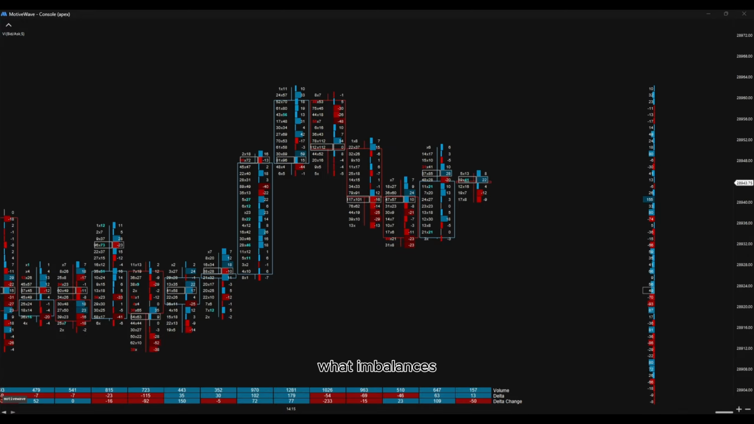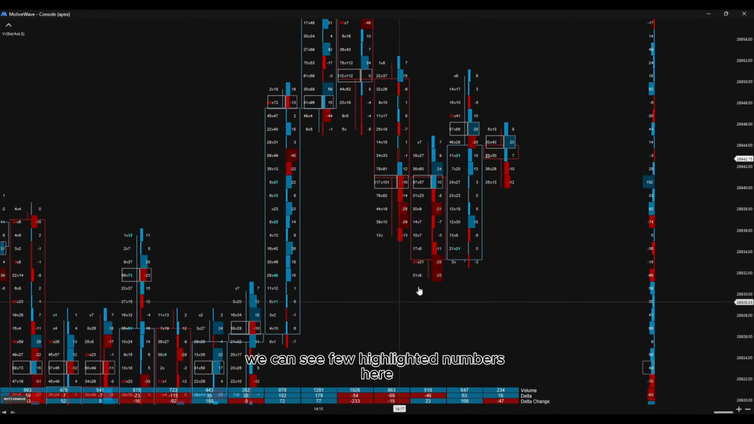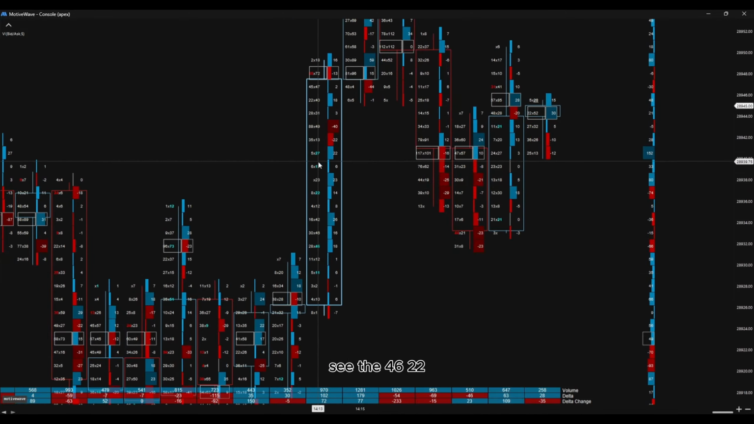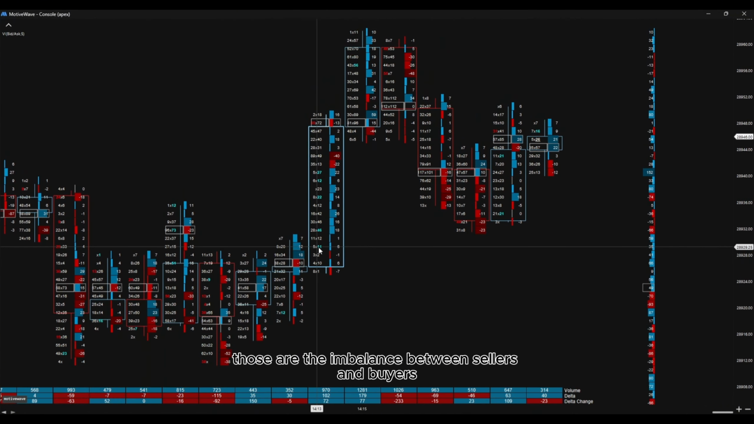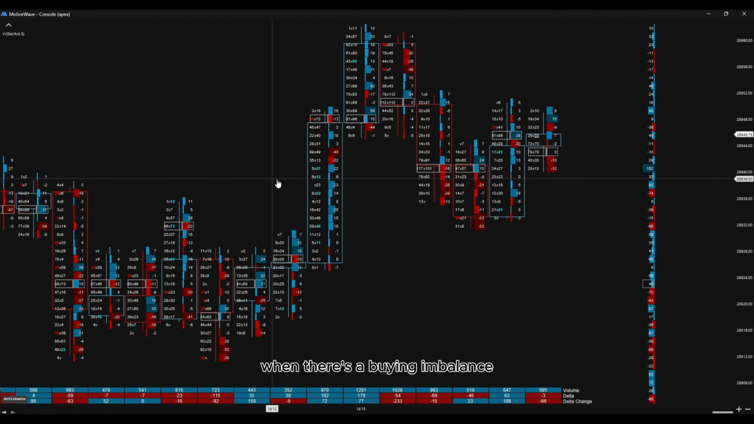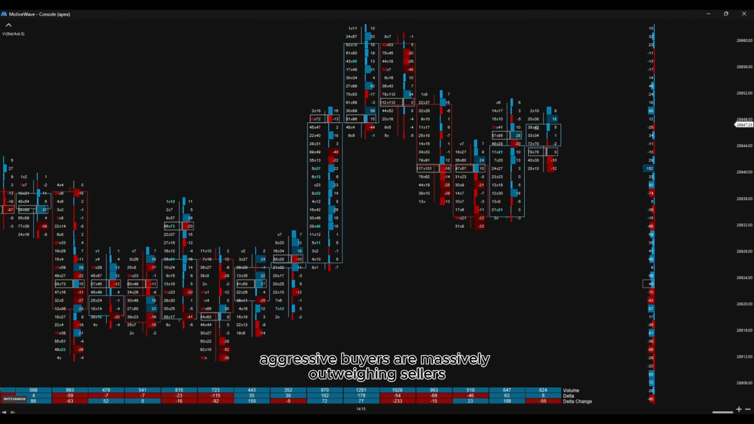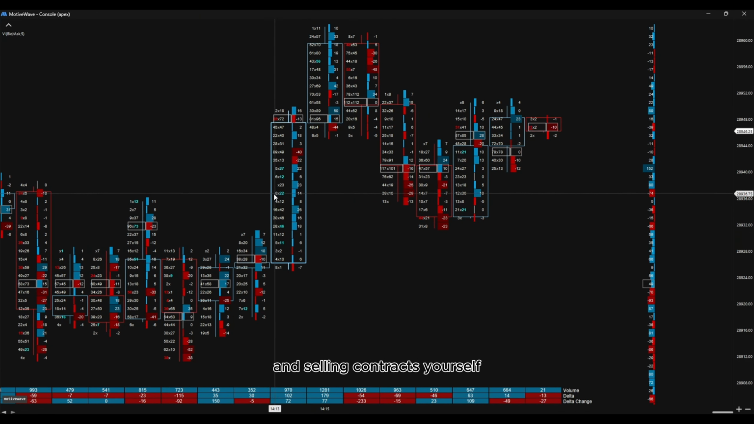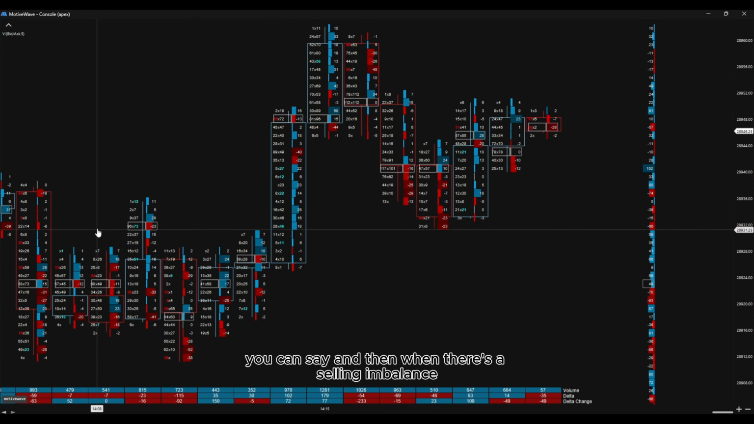Now, imbalances. An imbalance is when one side dramatically outnumbers the other at a price level, highlighted on the chart. If we look at my chart, we can see a few highlighted numbers here. See the 46, 22, 12, 27. Those are the imbalances between sellers and buyers. When there's a buying imbalance, which we can see here on the blue or the right side, that means aggressive buyers are massively outweighing the sellers. You can see the difference between buying contracts and selling contracts yourself: 8 and 22, 8 sellers and 22 buyers, or contracts you can say.